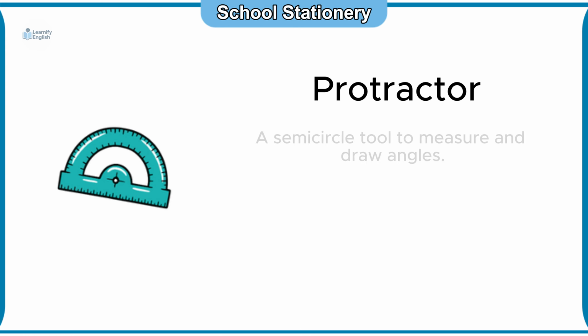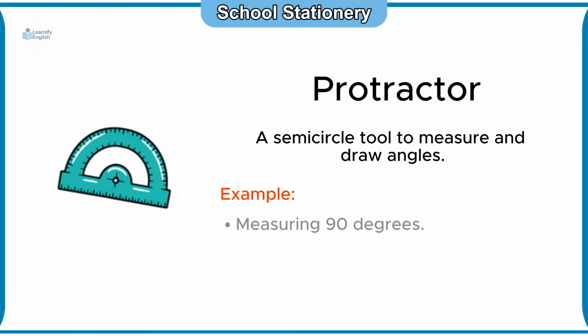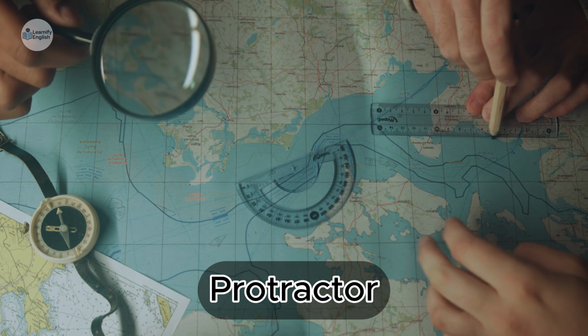Protractor. A semicircle tool to measure and draw angles. Measuring 90 degrees. Drawing an angled line.